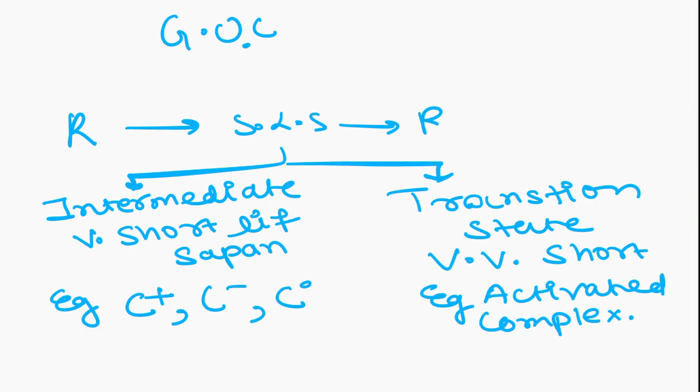So in this, what I have told you is how reactants react to give product. Basically, the reactant does not directly give the product. In between, they form short-lived species. These short-lived species are intermediates, or they may be transition state. What is the difference between the transition state and the intermediates? The transition states have a much shorter lifespan than the intermediates, and the example of the transition state is activated complex, which we study in the chapter of chemical kinetics, and the examples of the intermediates are carbocation, carbanion, and free radical.